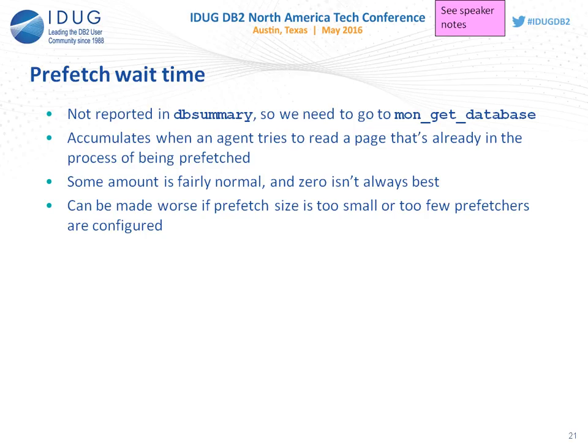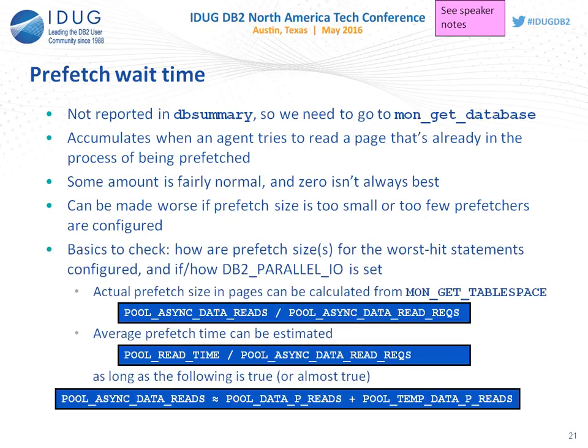Some amount is pretty normal. 0 isn't always best. 0 probably means that you're not doing any prefetching at all, and prefetching is usually a pretty helpful thing. Okay, so not 0, not astronomical. If it is the dominant thing in your system, then you probably want to get into it. But it isn't. Basics to check: if the numbers are really high, we can look at the actual prefetch size in pages. We can look at the configured prefetch size for different table spaces if it's configured too small, or if the number of prefetchers is too small. That can all contribute to poor prefetching performance, of course, as could poor storage performance.